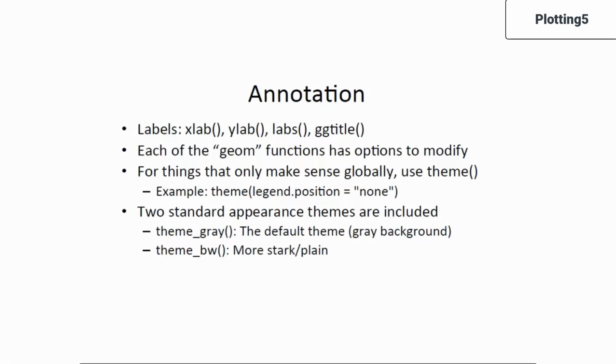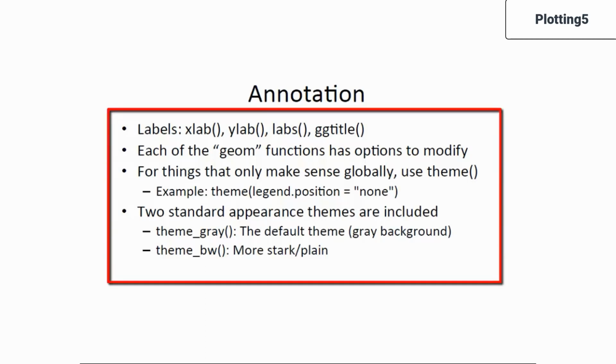So we are looking at the annotation part for the plotting of ggplot. So what are the labels used? xlab, ylab, labs, ggtitle. Each of the geometric functions has options to modify, as we saw earlier, where the smoothing was done using the model lm.